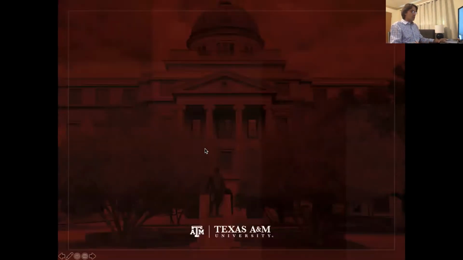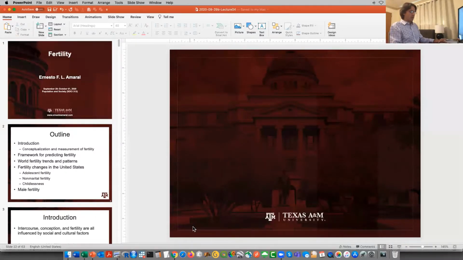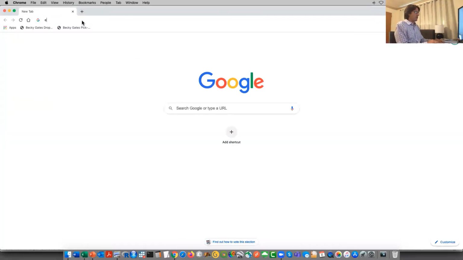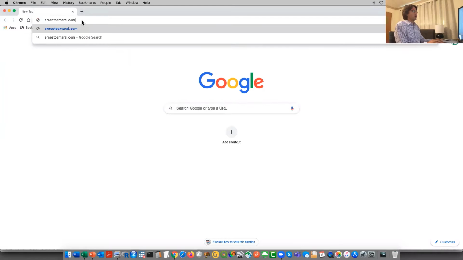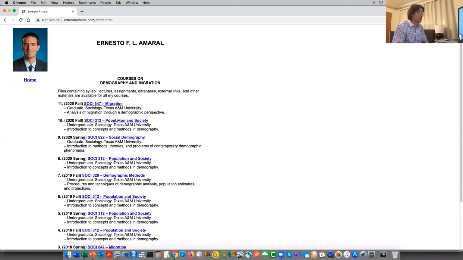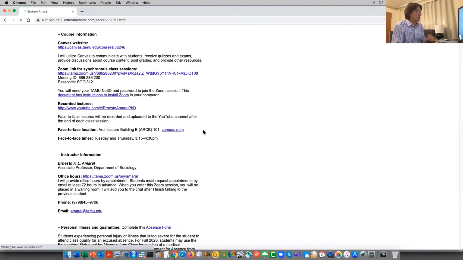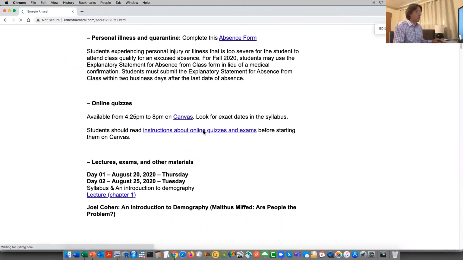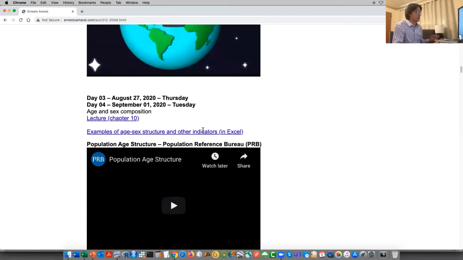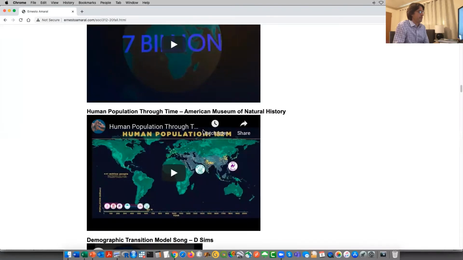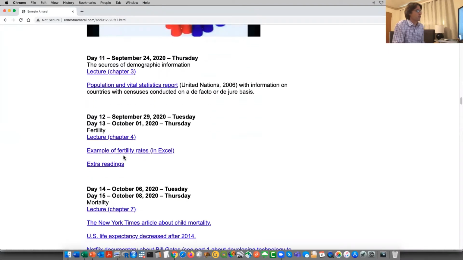As I mentioned in the previous class, on our course website I have some zipped Excel files. If you go into the lecture about fertility, there is an example of fertility rates in Excel.